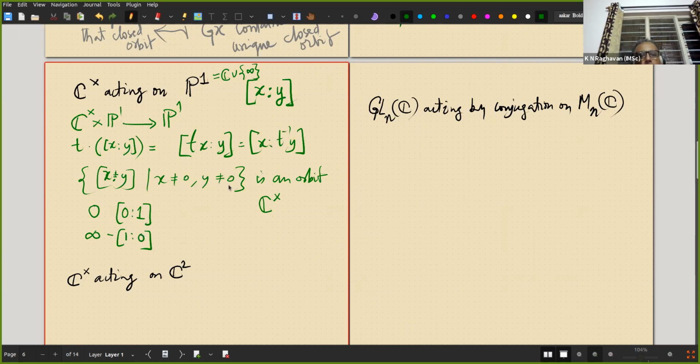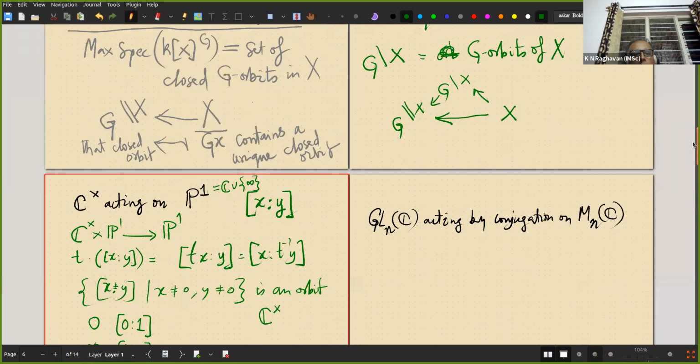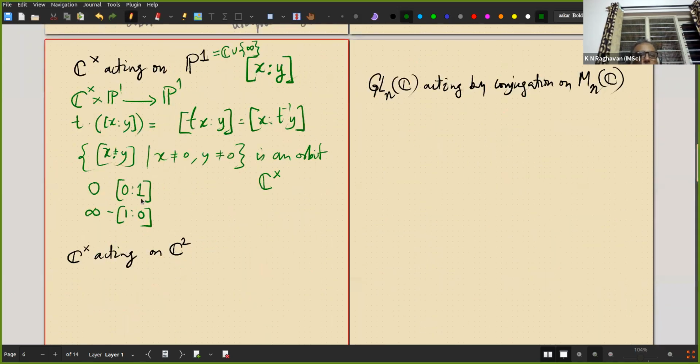And if you take this orbit and take its closure, there are these 2 points here. So this illustrates that in general, you could have in the G orbit, I have taken an orbit and looking at its closure, I have 2 points here, as opposed to the statement here, which says the orbit closure contains a unique closed orbit. Here, as you can see, there are 2 points. These are closed orbits, and both are in the closure of this.